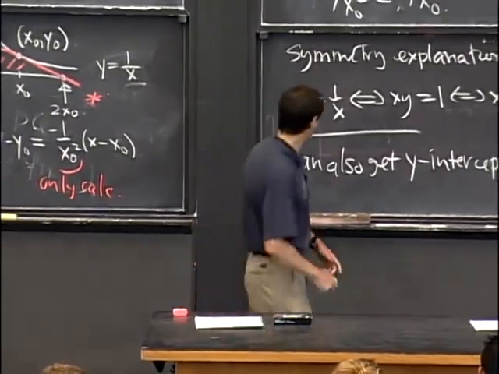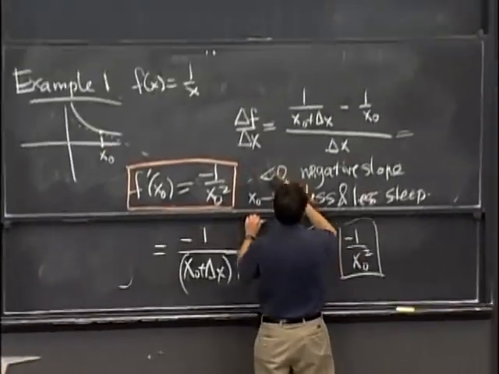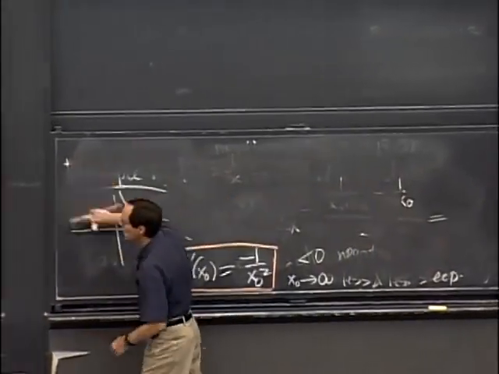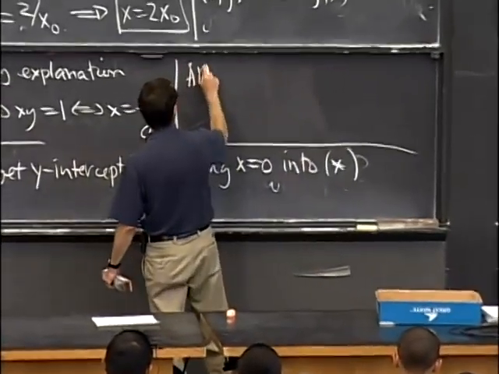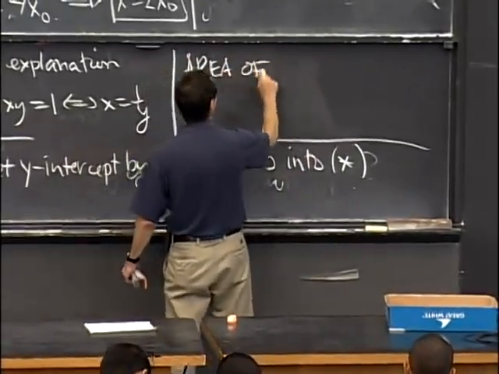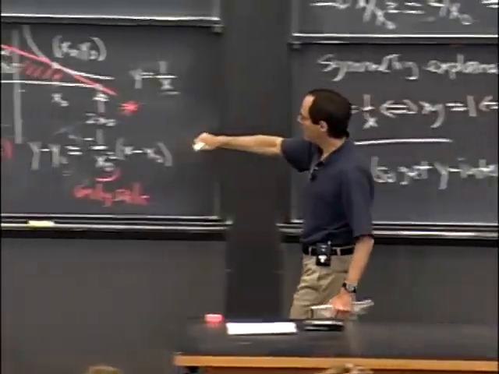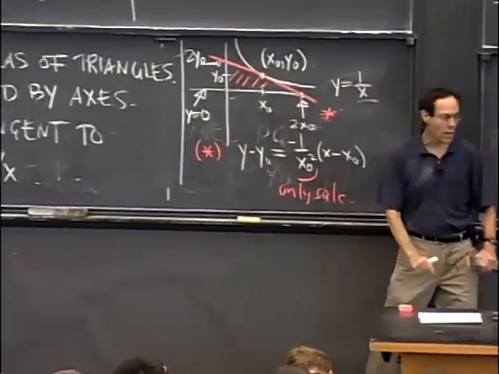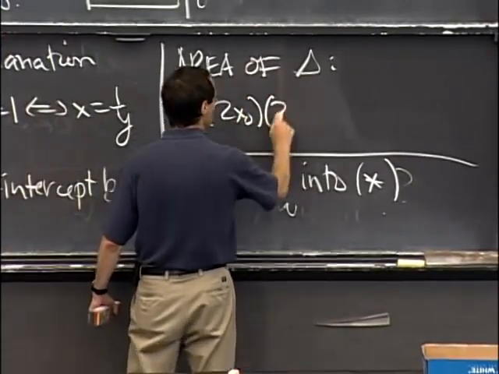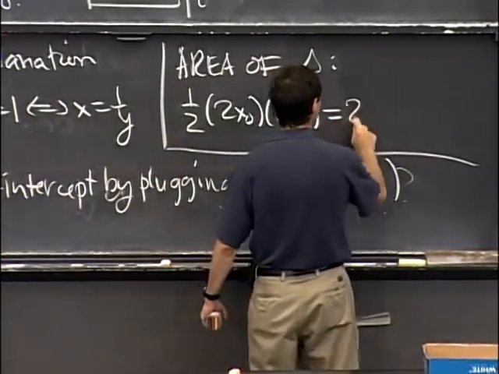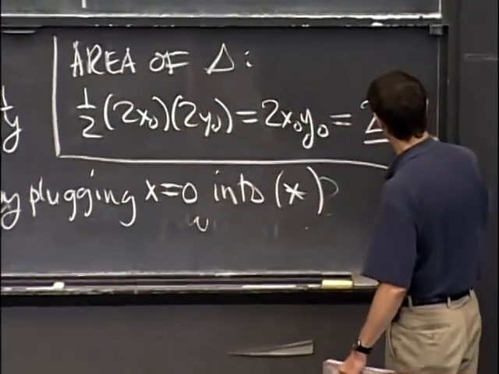All right. So now let's finish off the problem. Let me finally get this area here. So actually, I'll just finish it off right here. So the area of the triangle is, well, it's the base times the height. The base is 2x0, the height is 2y0, and a half of that. So it's a half 2x0 times 2y0, which is 2x0 y0, which is, lo and behold, 2.